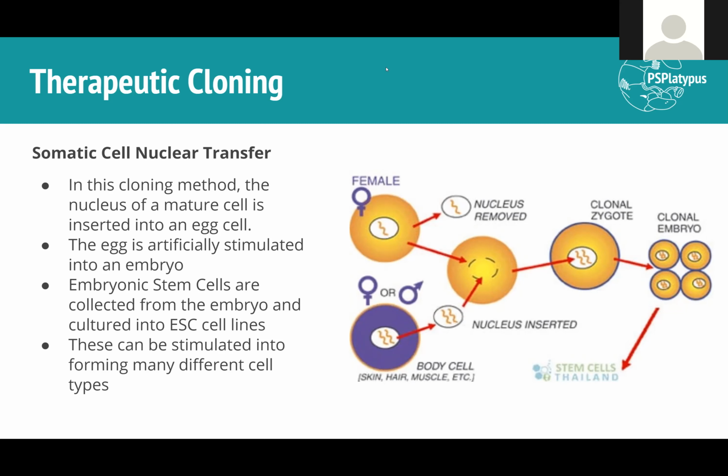So in this process, we instead achieve diploid straight away by getting a nucleus from a mature cell. So we artificially stimulate that to make it into an embryo, and that will basically allow us to create stem cells. So these stem cells are proper embryonic stem cells, so they are literally from an embryo, and we can make them into many different cell types. These are pluripotent cells.